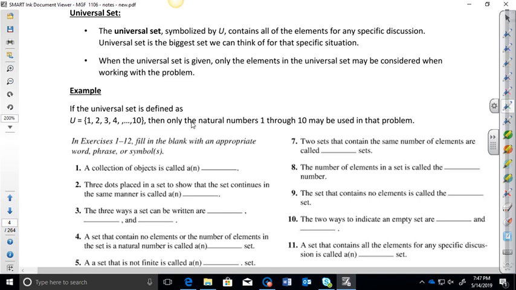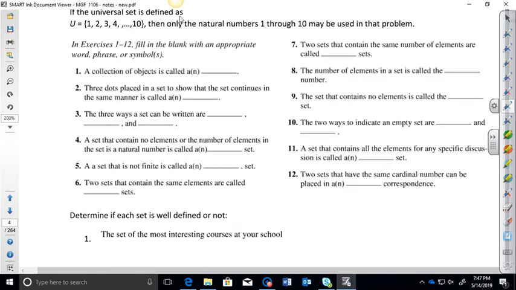Those are the words we studied in this section. So let's see whether we can answer these vocabulary questions. A collection of objects is called a set. Yes. Three dots at the end. What is that called? Ellipsis, right?